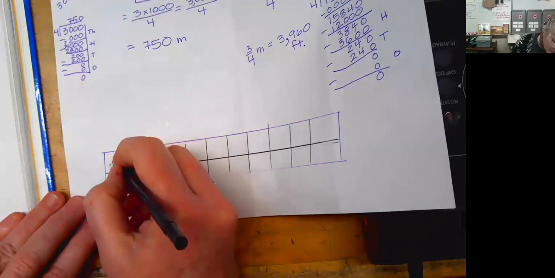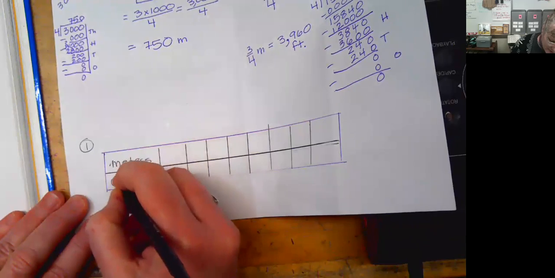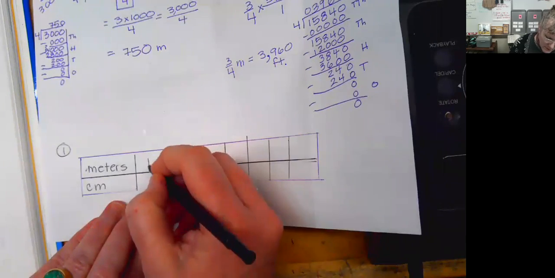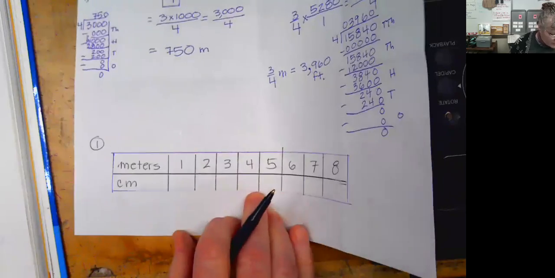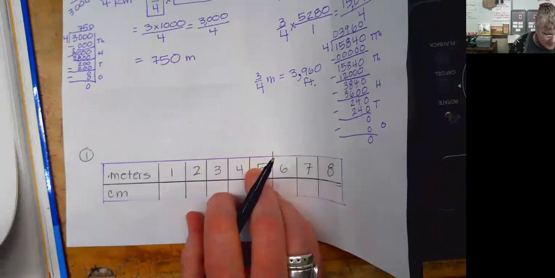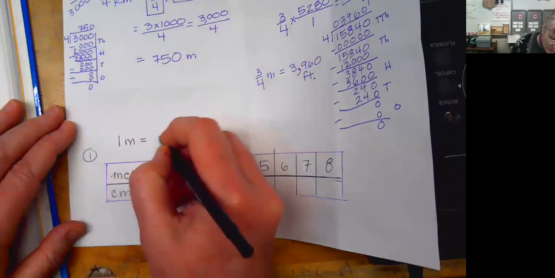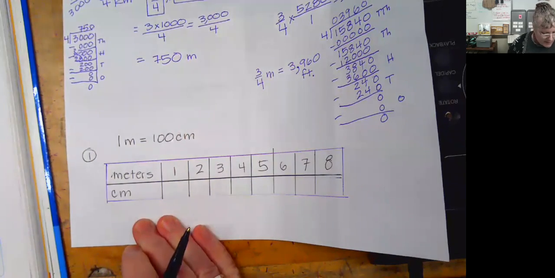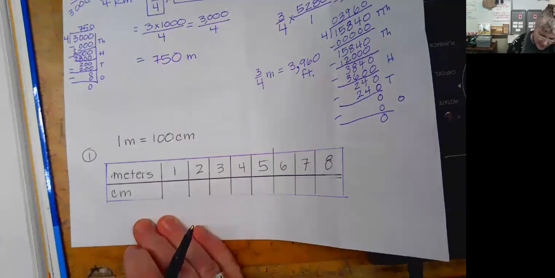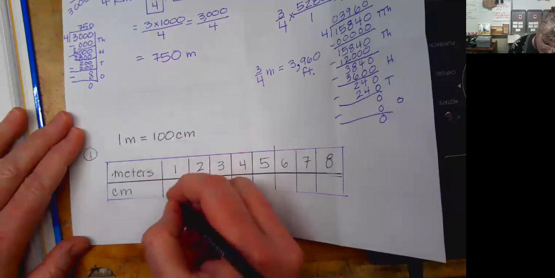So if this says meters and this says centimeters, we're going to look in our blue box and see what the conversion is. So I'm going all the way back to the first page where it says 1 meter equals 100 centimeters, right? So that's what we need to remember. And this one's pretty easy. If I have 1 meter, I have 100 centimeters.